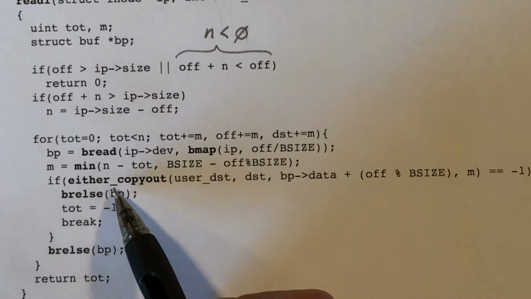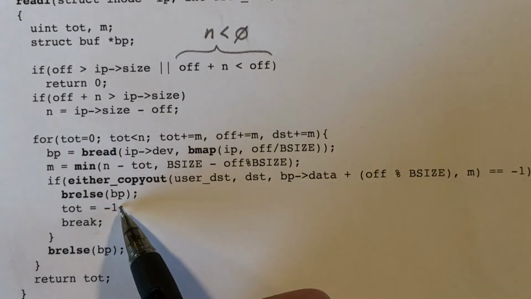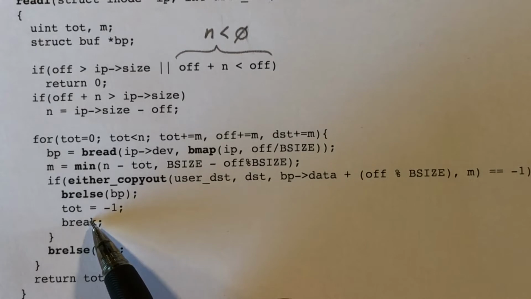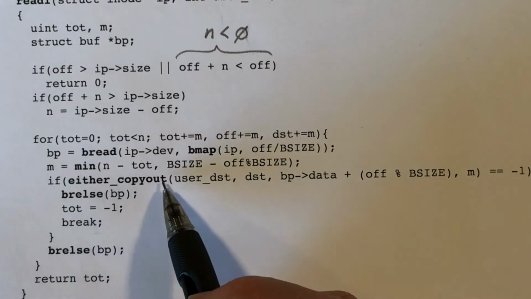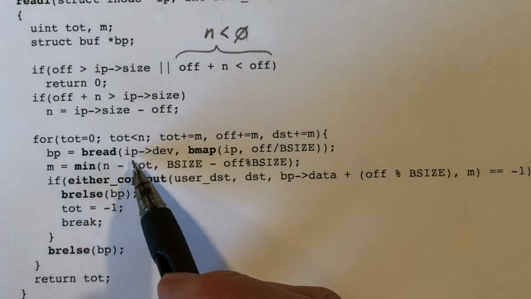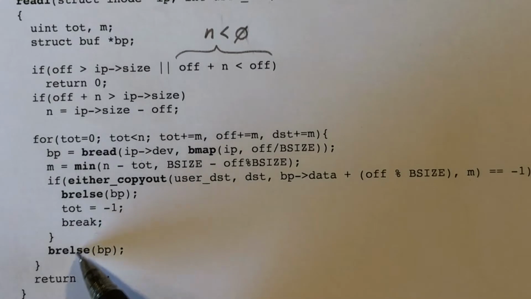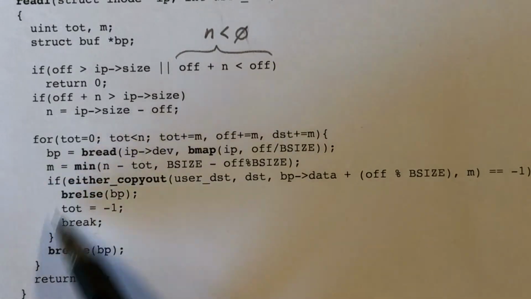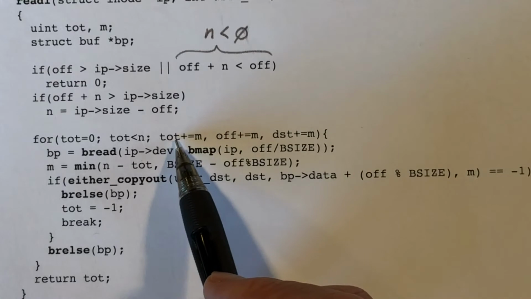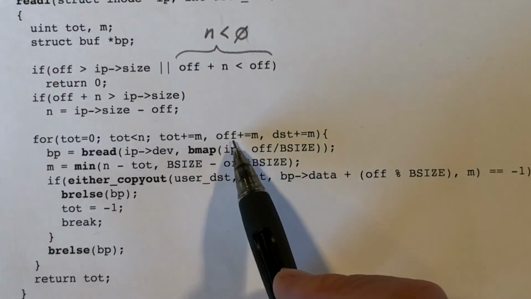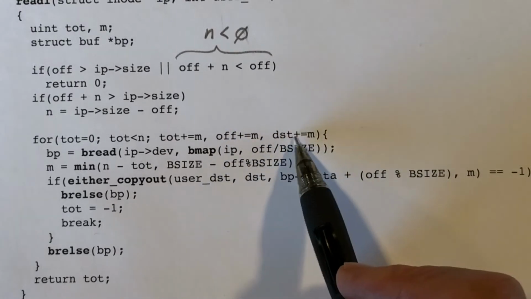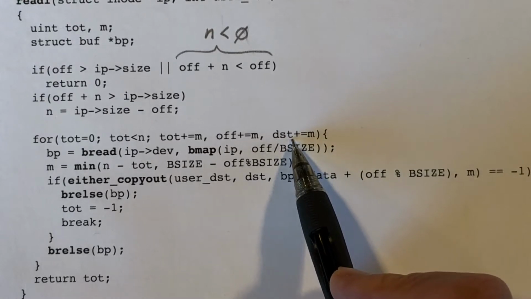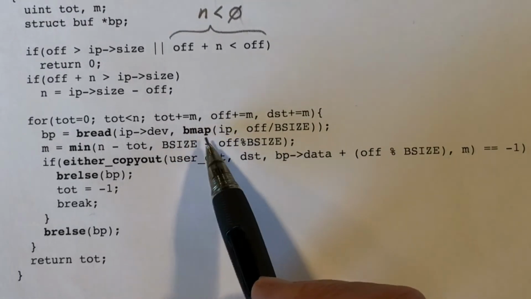And if that's the case, then we immediately release the buffer and return a -1 and break out of here. So we set total to -1 and then return that. But if the copy is okay, then we just continue. We release the buffer that we allocated here and then iterate and do the next chunk. We just copied m bytes, so we add m to the total bytes we've copied so far, as well as to the source address within the file, that is the offset, and the destination address where the bytes are being copied to.